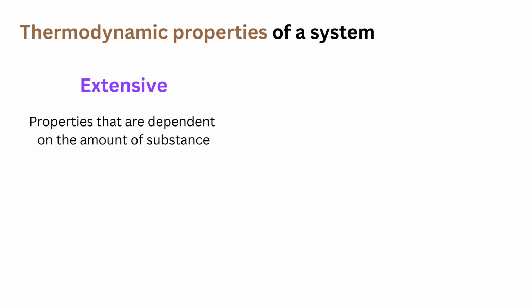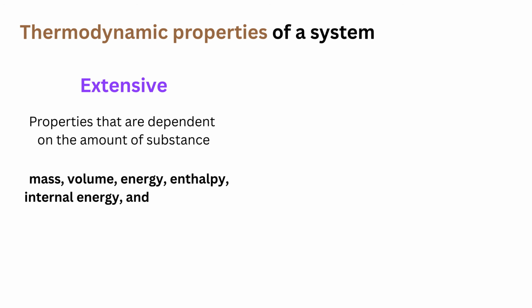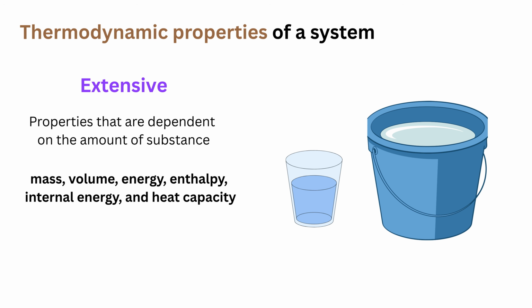On the other hand, extensive properties depend on the amount of substance present. The more material you have, the greater the value of the property. Examples include mass, volume, energy, enthalpy, internal energy, and heat capacity. If you double the amount of a substance, its mass, volume, and total internal energy also double. Thus, extensive properties are additive.